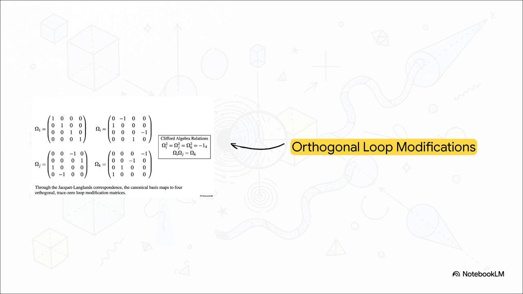Focus on the Clifford algebra relations in that box on the right. Omega i squared gives us negative the identity matrix. But critically, omega i times omega j equals omega k. They strictly anti-commute. These aren't just abstract symbols floating on a page, they are literal geometric mathematical operators modifying the formal punctured disks we just placed on our algebraic curve.